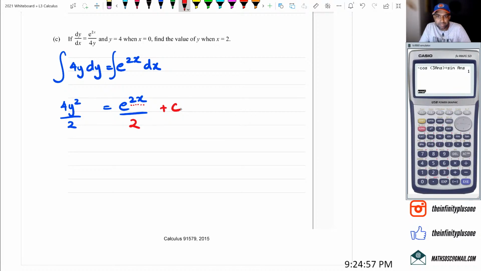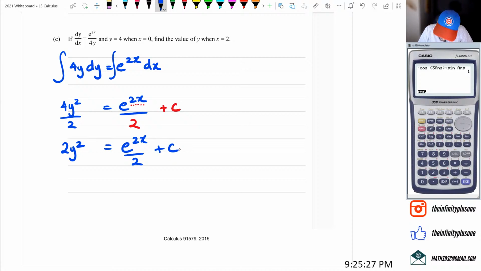Now people ask me, do I need to put c on both sides? No, you only put c on one side, because remember, if you have two constants on both sides, when you bring one constant to the other side, a constant plus a constant is still a constant. So that's why we only use one constant and don't worry about the constant on the y side of things. So we're going to end up with 2y squared is equal to e to the power of 2x over 2 plus c.